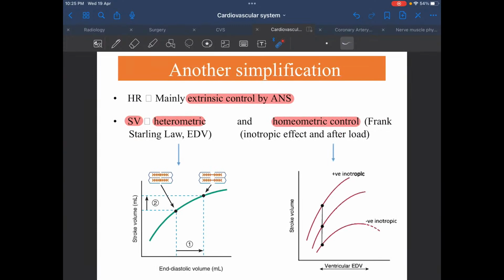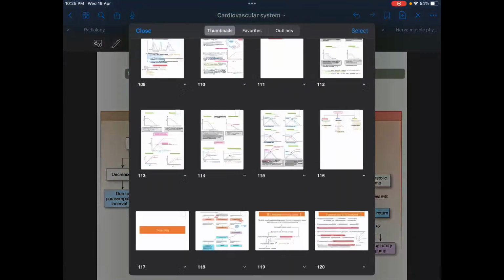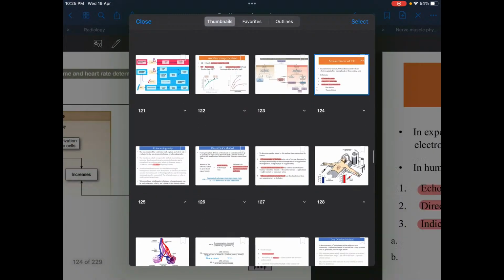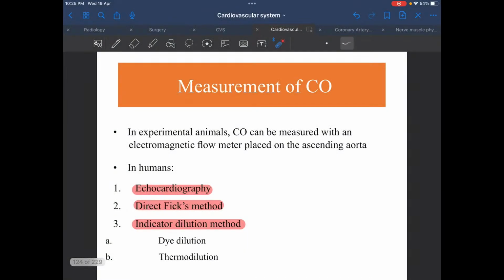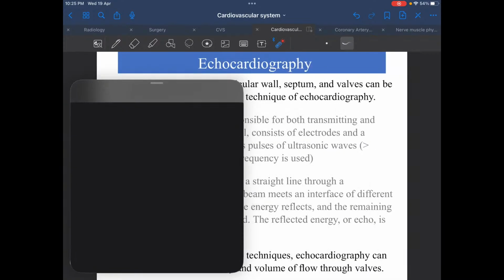So we have discussed all of this. Okay. So now, as we are done with cardiac output, let me just summarize how we can measure cardiac output. The first one is echocardiography. The second one is the direct Fick method, which you've already seen. And then we have the indicator dilution method, either thermodilution or dye dilution. So let's go over them one by one.